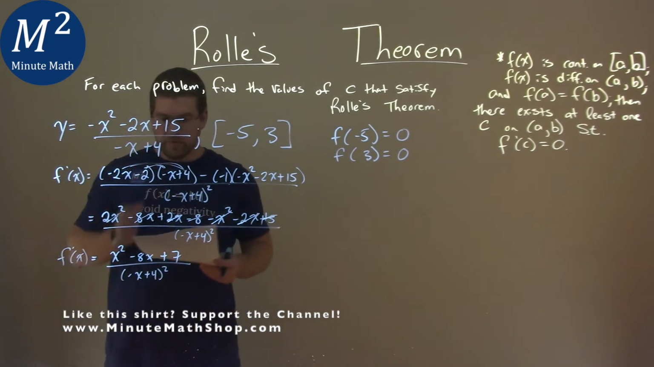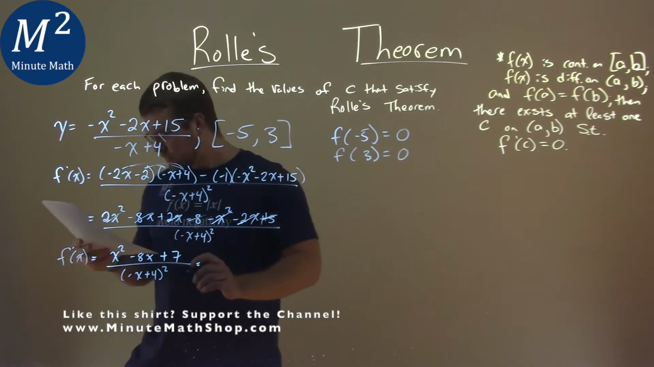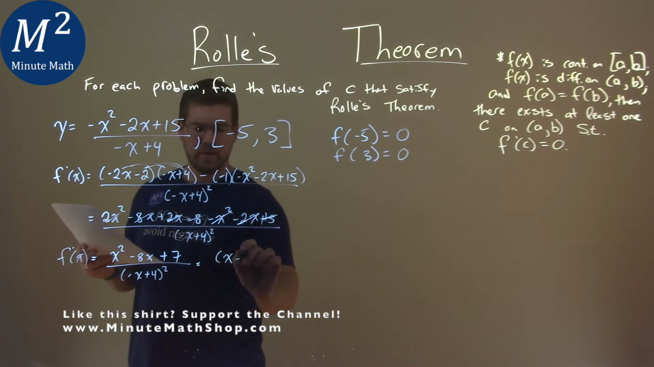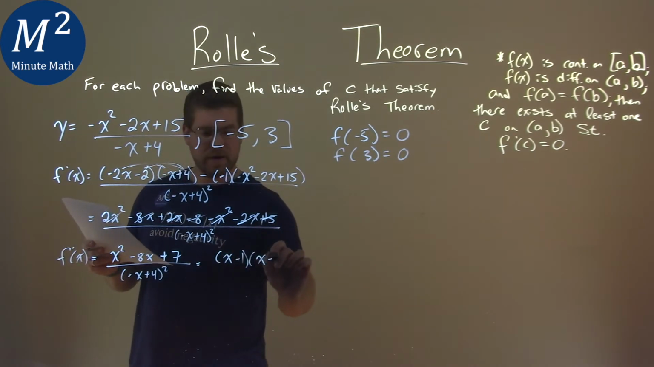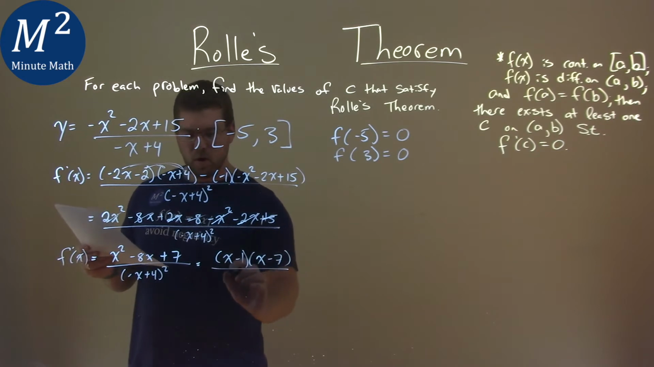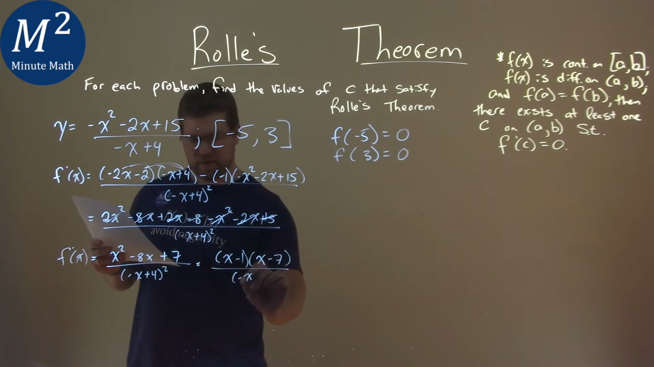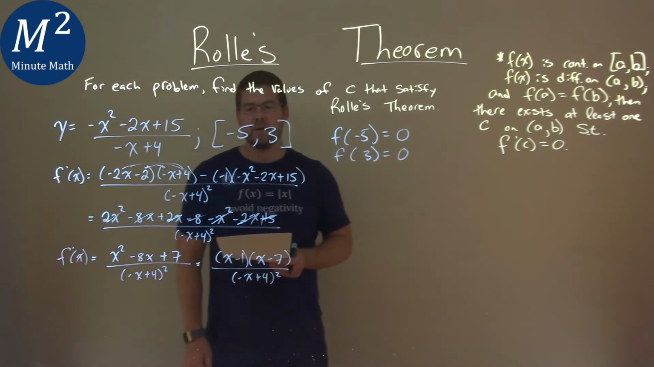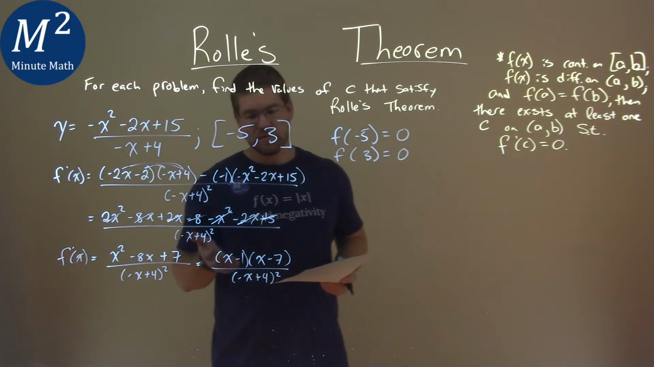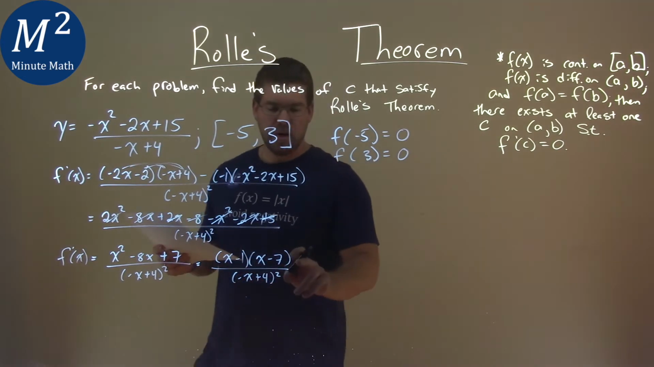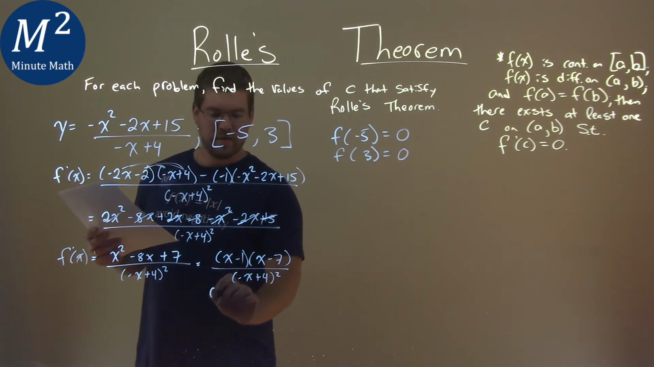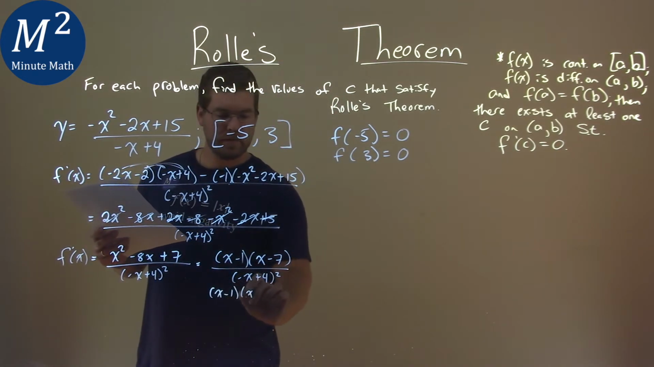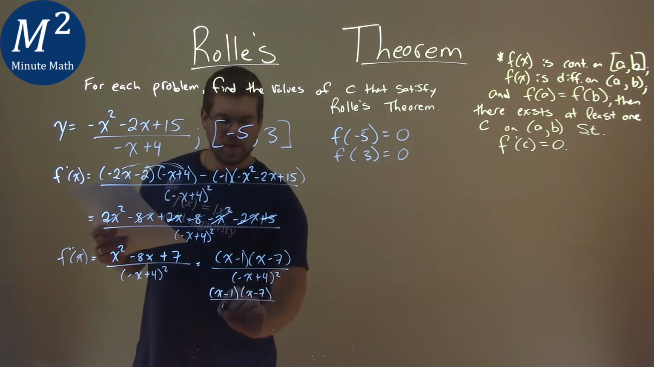Well, this simplifies out a little more. We can factor the numerator, and it's an x minus 1 times an x minus 7 over the denominator, a negative x plus 4 squared. And now what's great here about our rational functions, we have to set it equal to 0. We're going to solve that. So we have an x minus 1, an x minus 7, over a negative x plus 4 squared.